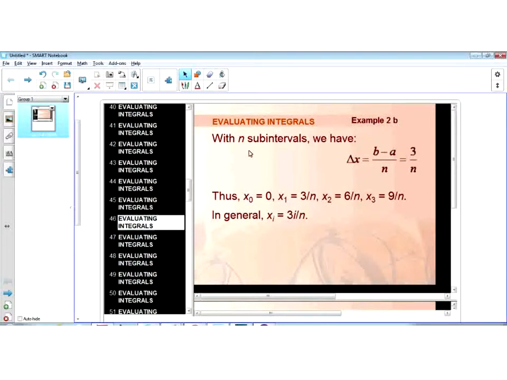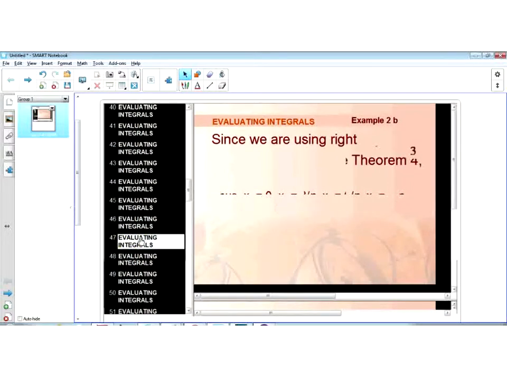So now we do the generalized case. Instead of 6 subintervals, we'll have n subintervals. Again, your delta x for each subinterval, having the same width, would be 3 over n, because b is 3 and a is 0. So x0 is 0, x1 is 3 over n, x2 is 6 over n, x3 is 9 over n. In general, the right endpoint is calculated as i times delta x, so it'll be 3i over n. That's your x of i. Remember that quantity.